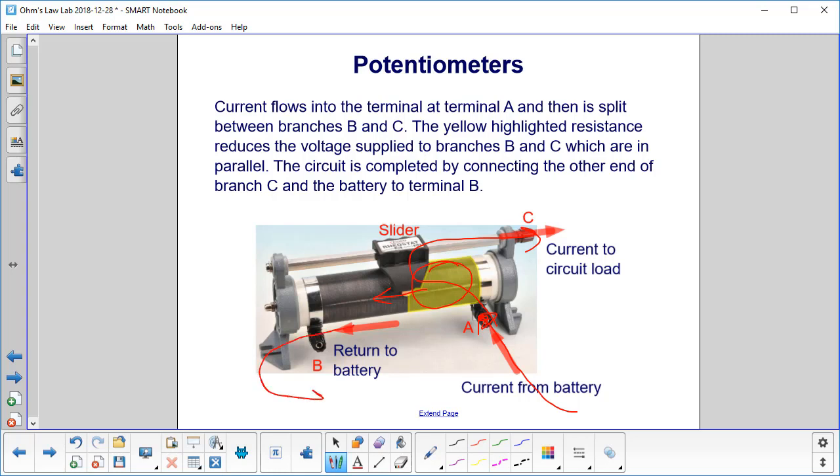This guy comes back to the battery. This goes to your circuit load, and let's just put the ubiquitous light bulb there, and then that will go back to the battery also. And this will be a lot clearer when we draw the circuit diagram, but I just wanted to show you the physical path it's taking.